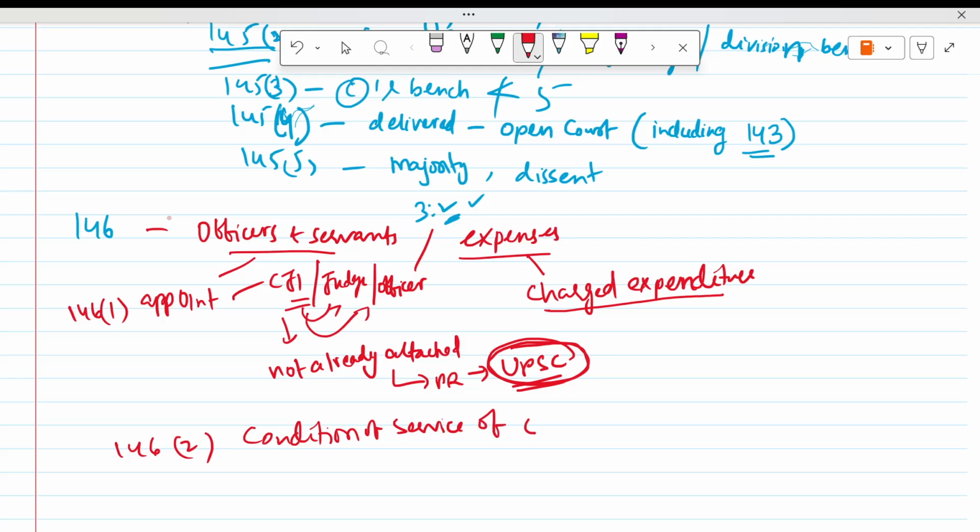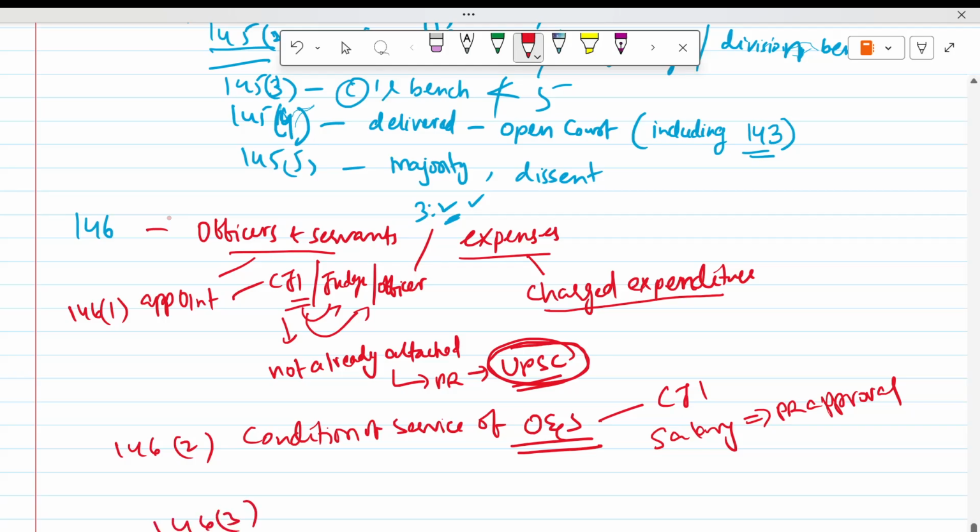Conditions of service of officers and servants: all rules, whatever the conditions of service, are made by the CJI. However, for salary, etc., you have to take the President's approval. Then 146.3, charged expenditure, covers all the expenses.